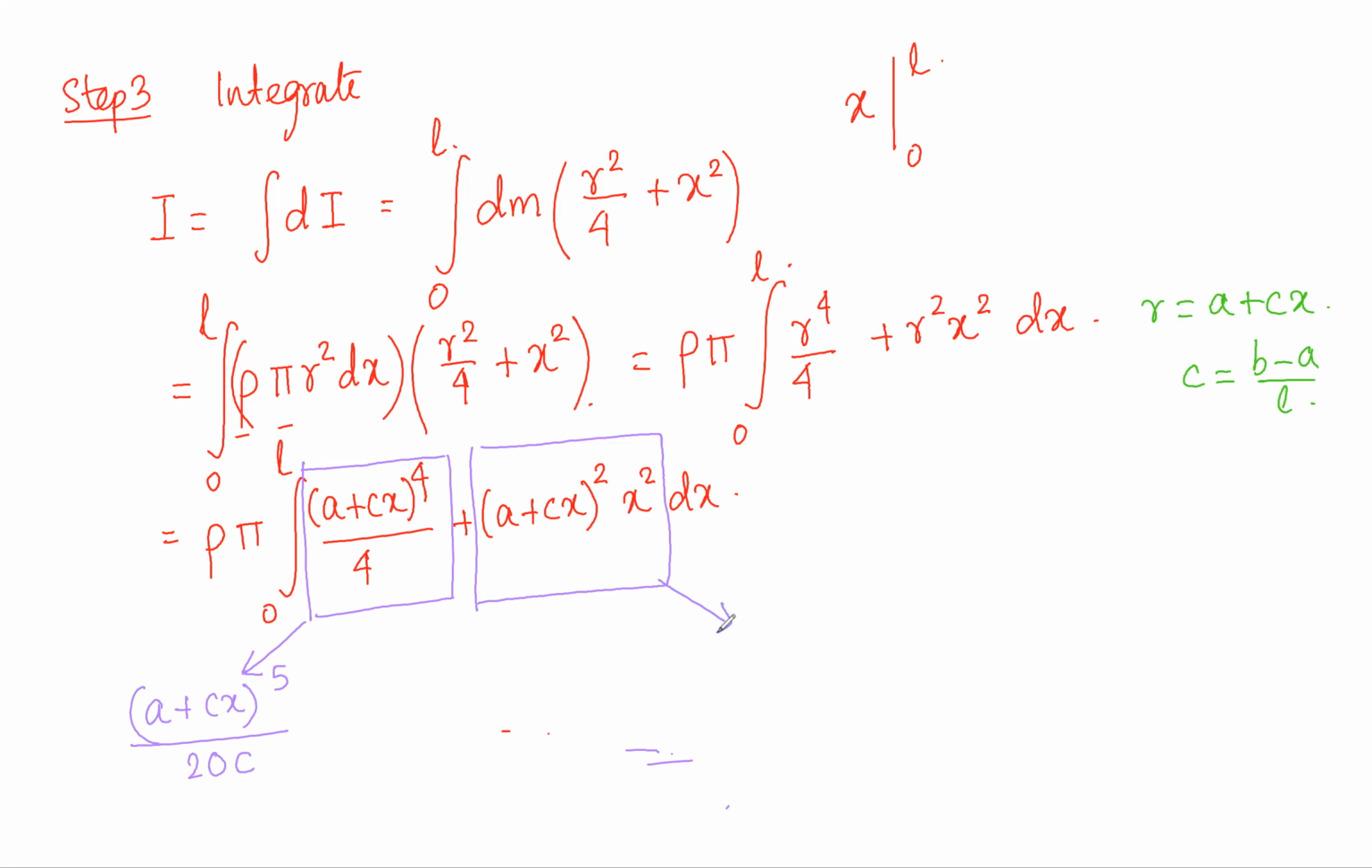To solve this integration, we will have to first of all open the bracket. So you will get a square multiplied by x square. Then you will get 2acx multiplied by x square. And then you will get c square x square multiplied by x square, which is x to the power 4. So the integration of that thing is a square x to the power 3 by 3 plus 2ac x to the power 4 by 4 plus c square x to the power 5 by 5.